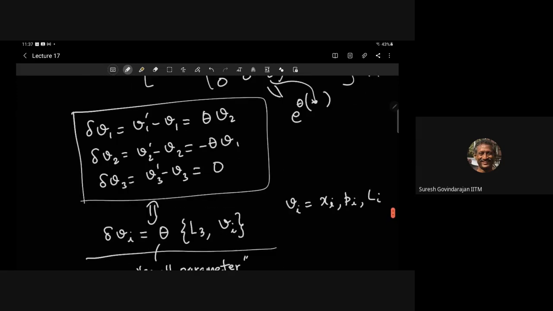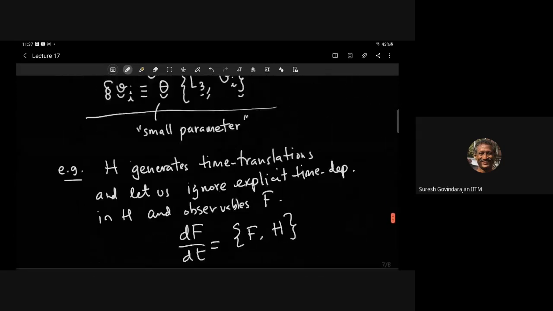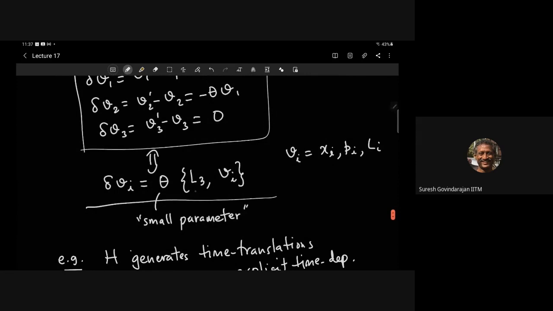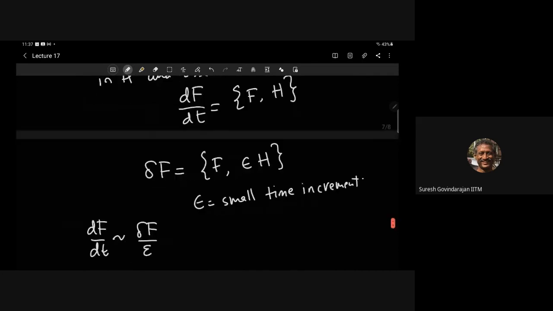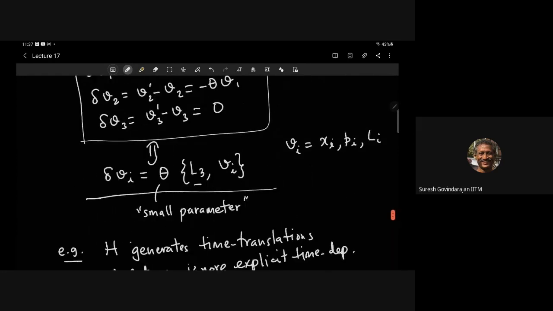You might be slightly bothered: here L3 came in the first argument. If you want to be consistent, we have to put it in the second argument, like here. But you can see that H is generating, so it's the same story as this.